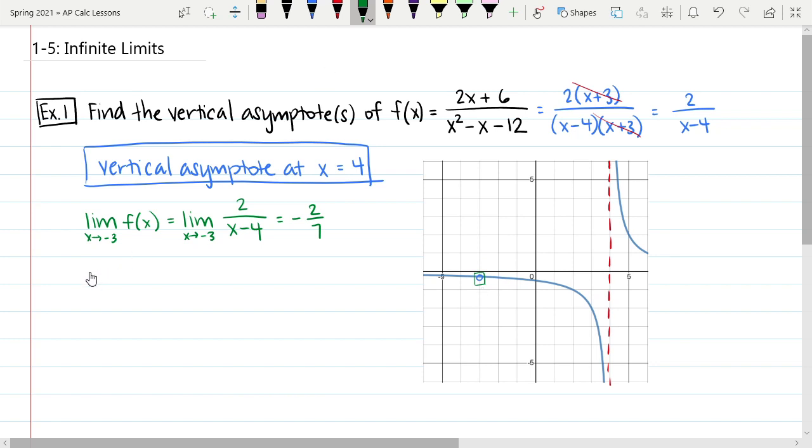But now, what about the limit as x approaches 4? Well, as we can see, as we approach 4 from either side, the function is either decreasing without bound as we approach 4 from the left, or the function is increasing without bound as we're approaching 4 from the right. So in either situation, this function is increasing or decreasing without bound. Therefore, the limit as x approaches 4 of this function does not exist.